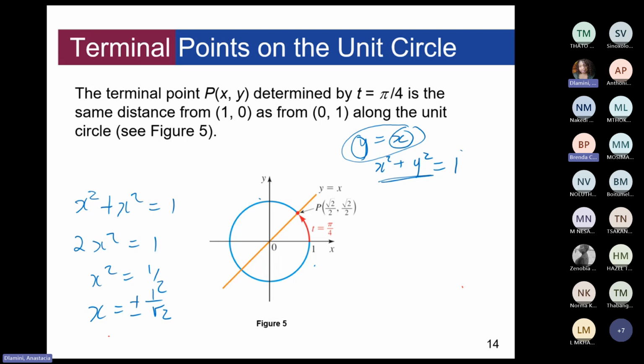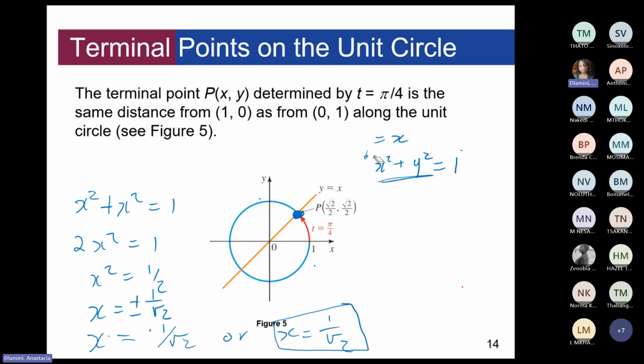So now x is equal to positive 1 over root 2, or negative 1 over root 2. But because the point we are looking for is in the first quadrant, and in the first quadrant x and y are positive, we'll use this one. Then we go back and substitute into y is equal to x. I prefer this equation because it's easier: it says y is equal to x. I got x, meaning my y will also be 1 over root 2.